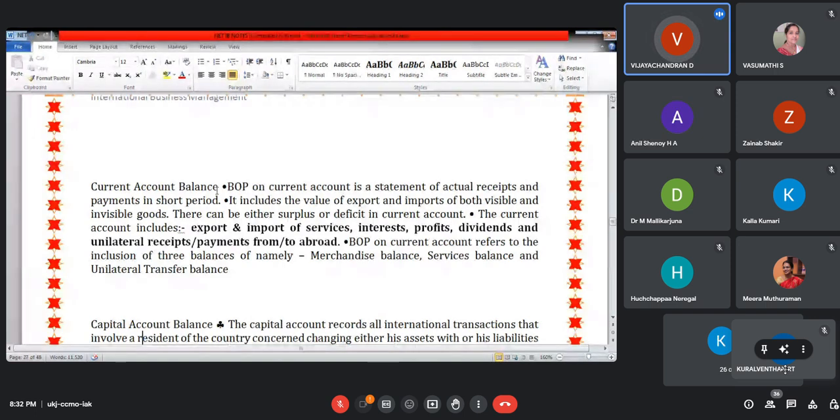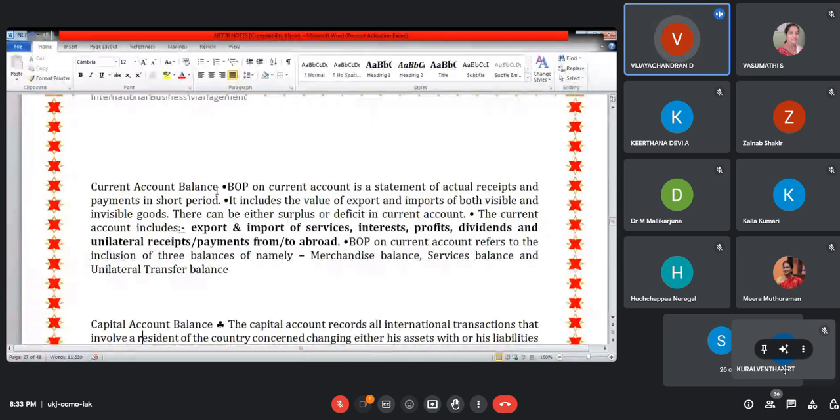More than 1 year means that will be shown in the capital account. What I am saying, the borrowing loan or lending loan, those things are coming under the capital account. Again, I'm saying, what are the items coming under the current account? The total imports, total exports, interest receipt and interest payment, profits, losses, dividends received, dividends paid.